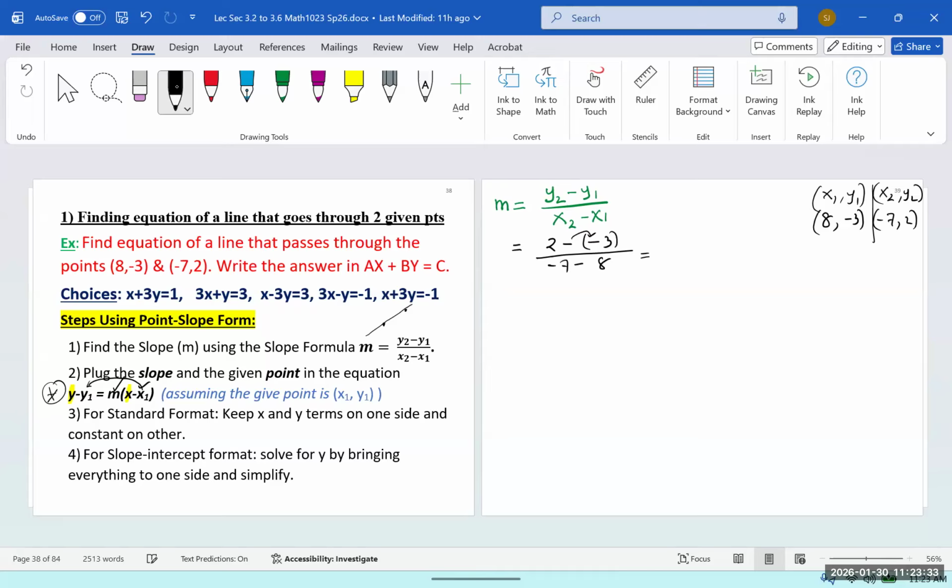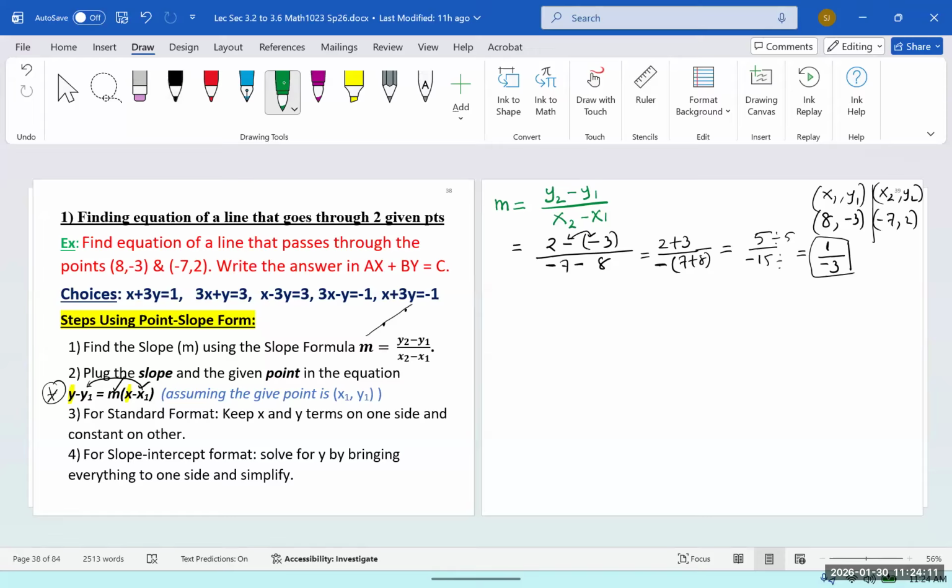Since we have double negatives, we are going to add the two numbers. We have 2 plus 3. And when you have same sign, you keep the sign, but actually add the numbers. So we have 5 over -15. They both are reducible by 5. So you get 1 over -3. The slope is a fraction.